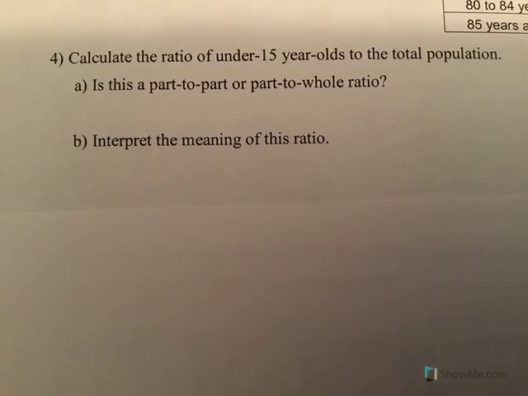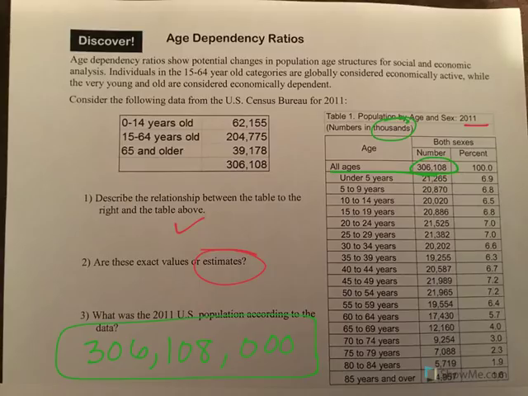Let's move on to some problems. And hopefully you have this next to you. I'm not necessarily going to flip back and forth. But we're going to first calculate the under 15 to the total. Okay, so under 15, that's the 0 to 14 to the total population. Now, as soon as you write total on the bottom, you know this is a part to whole ratio, which means I can write this as a percent.